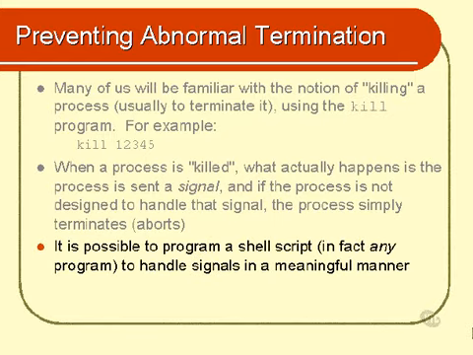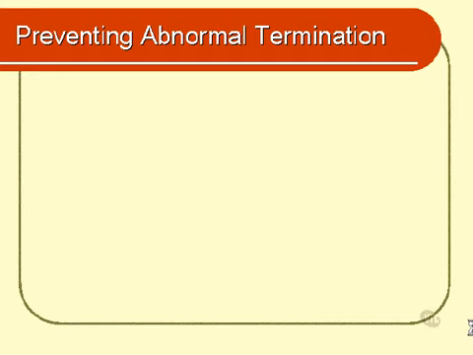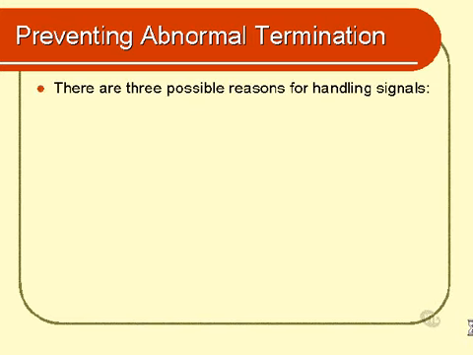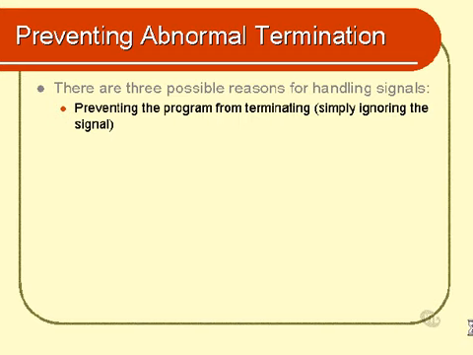So any program, which of course includes any shell script, can be designed to handle signals and do meaningful things with them. So why might you want to handle a signal? Well, I can think of three possible reasons. The first is to prevent the program from terminating. In other words, you may not want to terminate the program upon receipt of a particular signal. It may be vitally important that your program keep running, and so you would of course want to make sure that all signals that could possibly be sent to your program are essentially ignored.